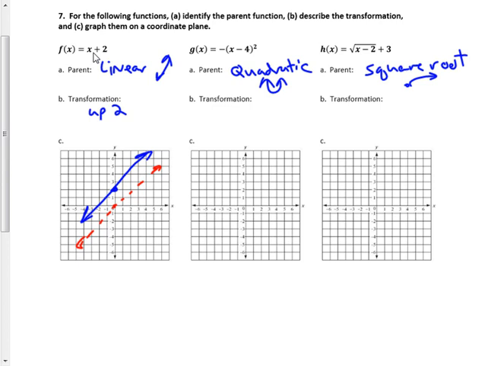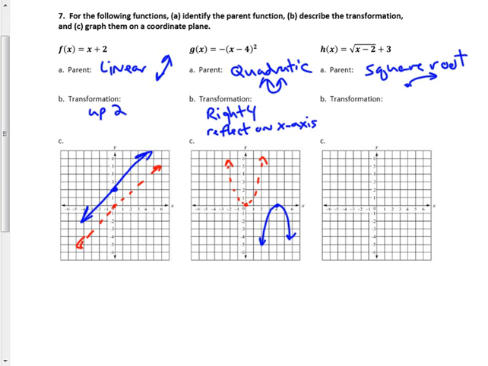The transformation on g of x, I've got a -4 on the inside, so that actually moves it right 4. I've got a negative on the outside, so that reflects over the x-axis. If you say upside down, I probably will take that, but you need to know that it's a reflection over the x-axis. So my normal quadratic looks like this. I'm then going to move that quadratic to the right 4. And I'm going to flip it upside down. So it should look like this.